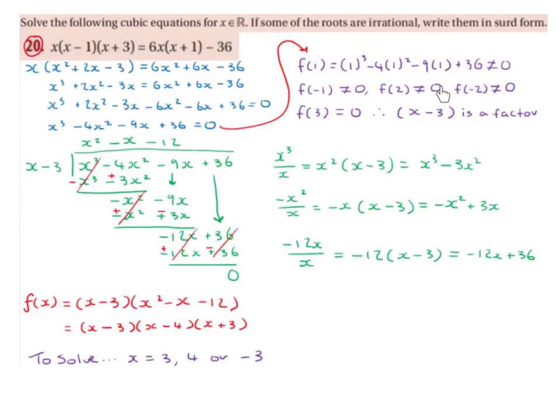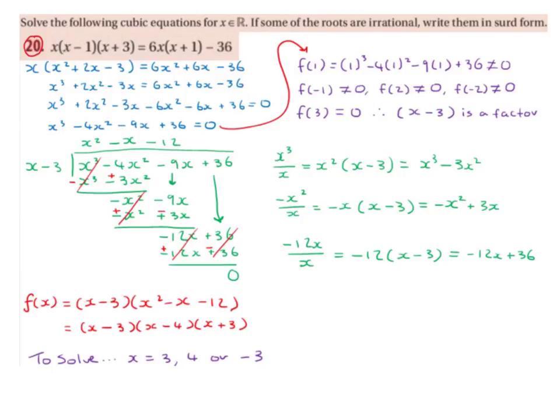Subbing in 2, that will not equal 0. Subbing in minus 2, that will not equal 0. But when we substitute 3 into our equation, we do get 0. So we get our equation to balance, which tells us that 3 is one of the solutions. Therefore, x minus 3 is a factor. So we're going to set up our bus stop. We're going to put x cubed minus 4x squared minus 9x plus 36 under the bus stop, and x minus 3 in front of the bus stop.